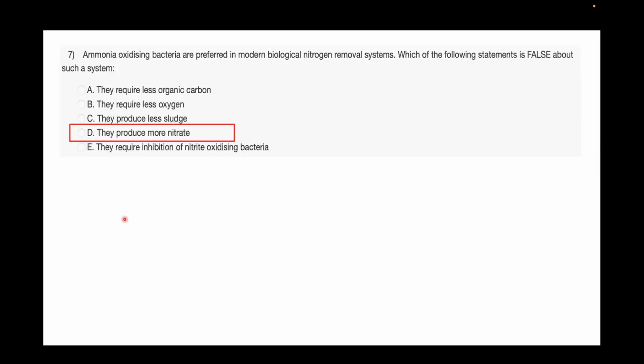Is it clear to the students? If you have any doubt or you want me to repeat it, please let me know.